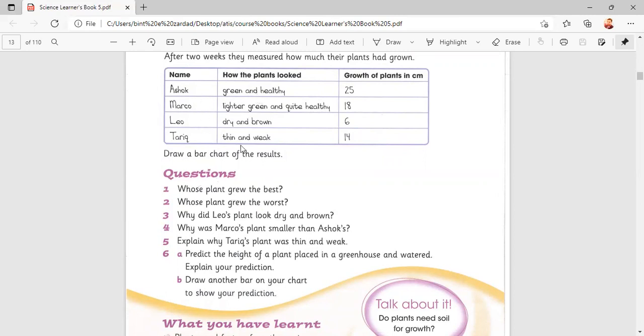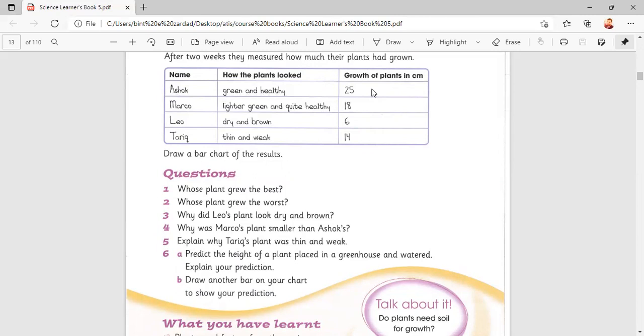There you can see a table. Ashok has a plant, and you can see how the plant looks. He has a plant with green leaves and in healthy condition. After this, Marco, then Leo and Tariq. They have different information about different plants. So Ashok and his three friends, Marco, Leo and Tariq. Ashok: green and healthy, grew to 25 centimeters.